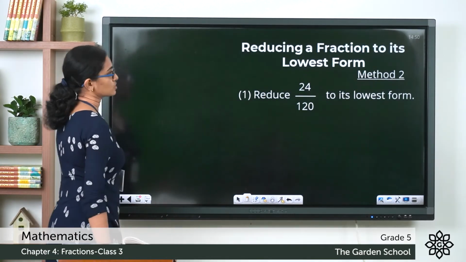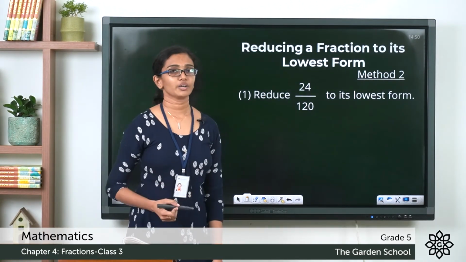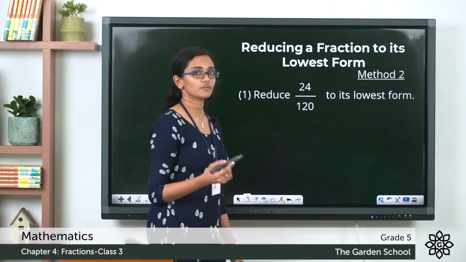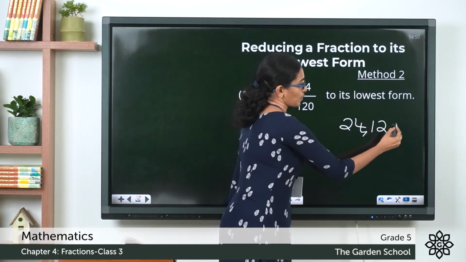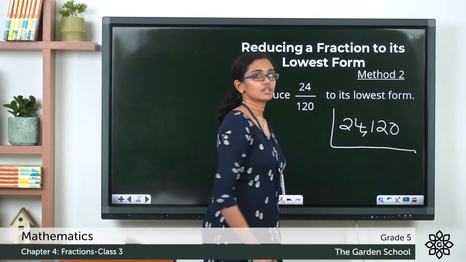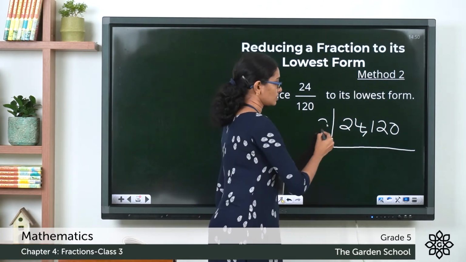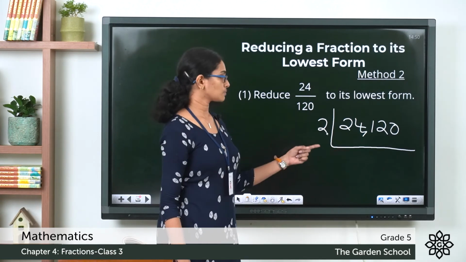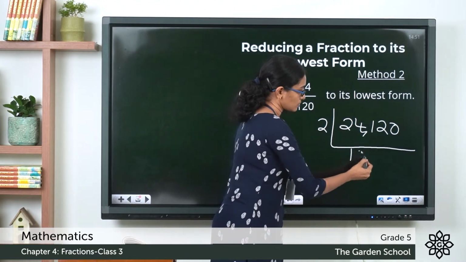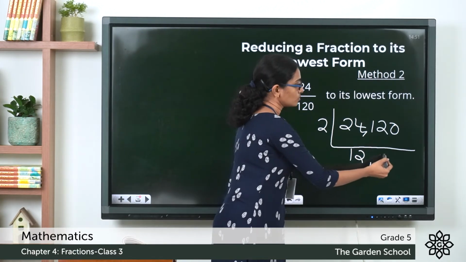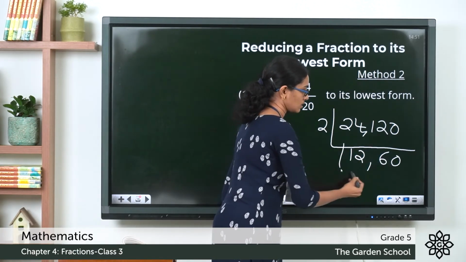Now, what about method 2? How do we do method 2? We have to find the HCF of 24 and 120. Let's do the division method. So, I'm going to take 2 here, the smallest prime number. So, 24 by 2 gives you 12. 120 by 2 gives you 60.